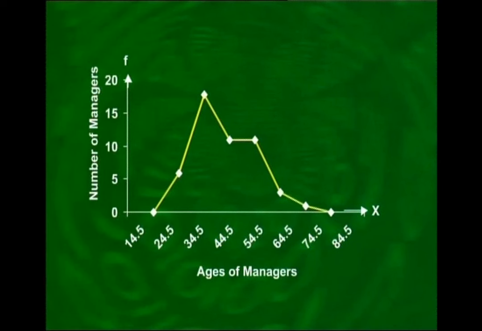Last but not the least, we would also like to draw the frequency curve of this particular data set. As you now see on the screen, when we smooth the frequency polygon by a freehand curve, we obtain a moderately positively skewed frequency curve. So we see that the visual representation of the frequency distribution gives us a fairly good idea about the main properties of our data set.